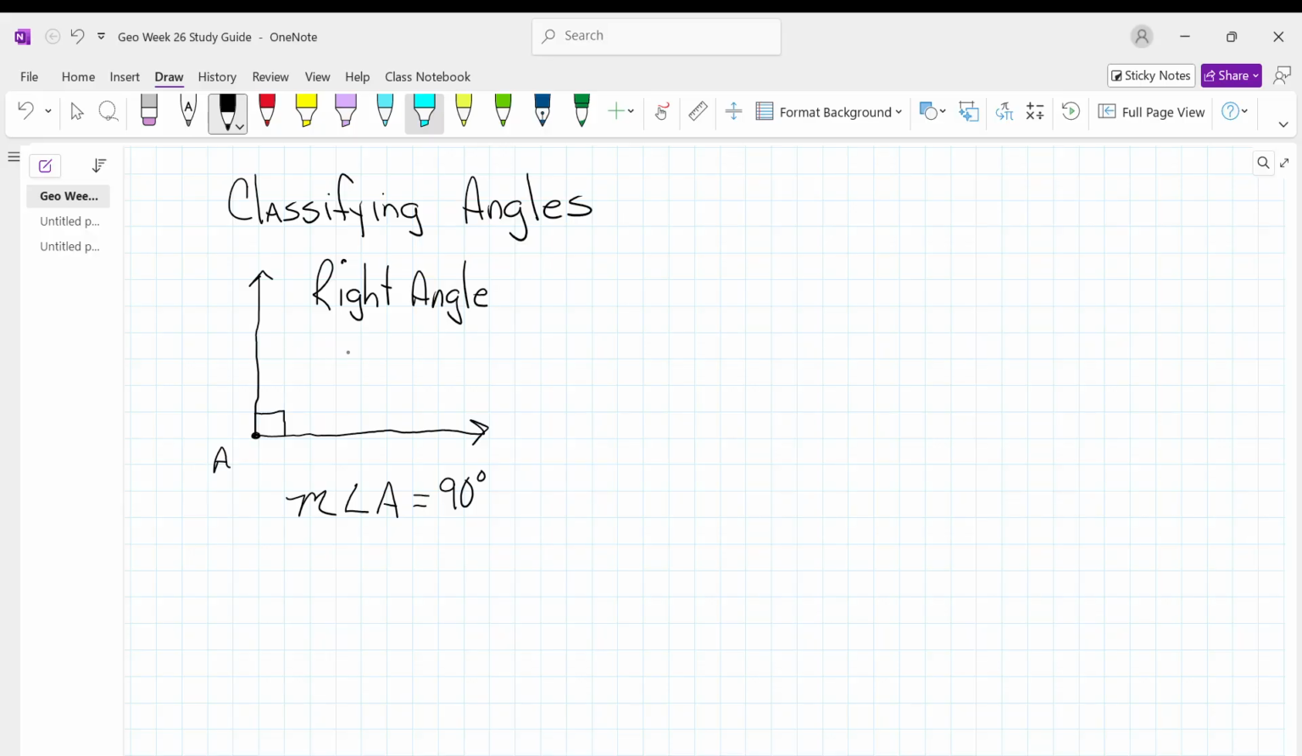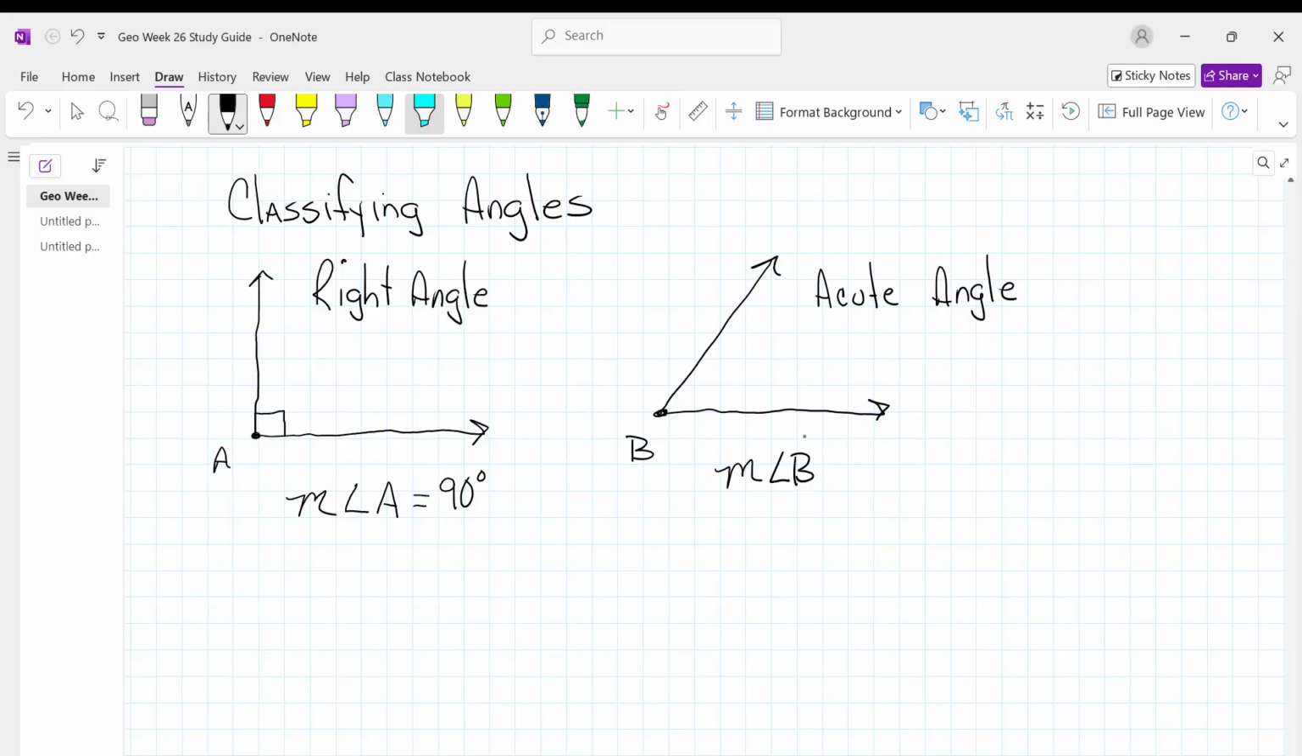Anything less than 90 degrees. Any angle less than 90 degrees. Here's an example of an angle less than 90 degrees. This is called an acute angle. All right, if I call this point B, the measure of angle B, that's less than 90 degrees.